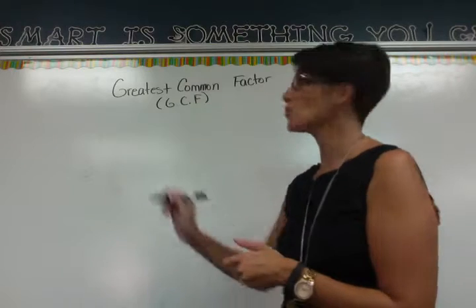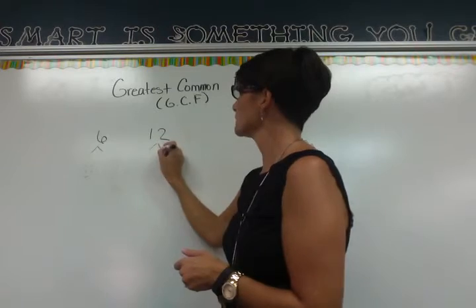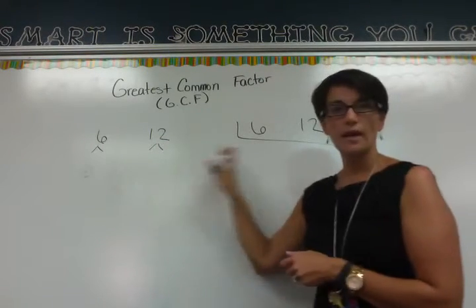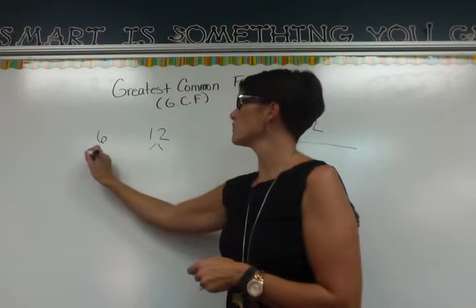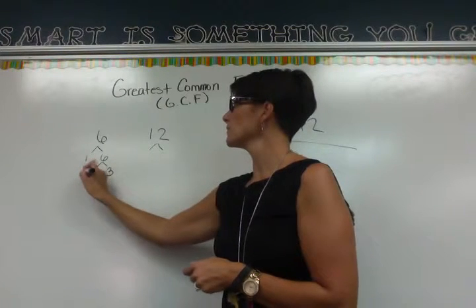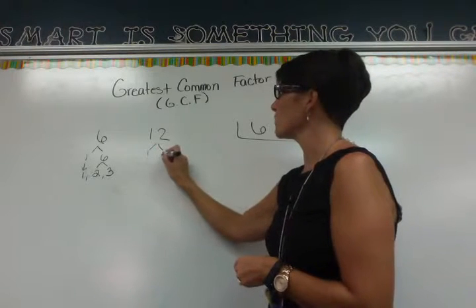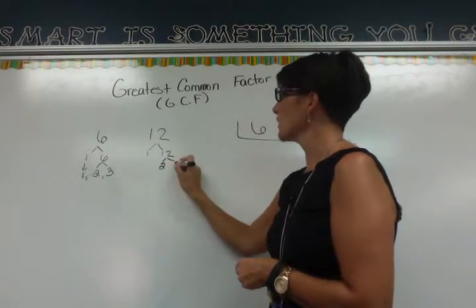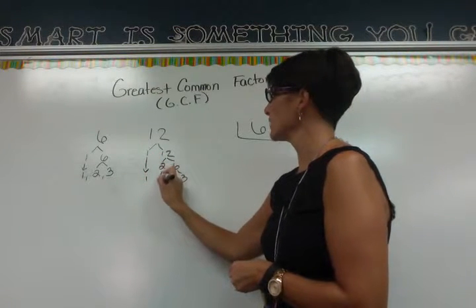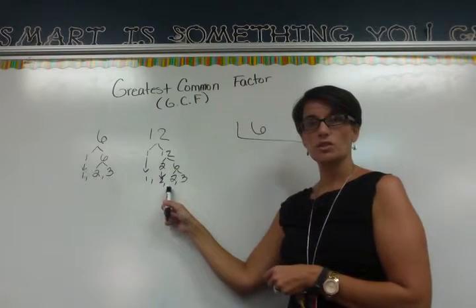Let's try 6 and 12. So I'm going to set them up both ways, the factor way and the ladder way. So here I would have 1 and 6, 2 and 3. So the factors of 6 are 1, 2, and 3. If I go to 12, I would have 1 and 12, 2 and 6, 2 and 3. I'd bring down my 1, bring down my 2. So the factors of 12 are 1, 2, 2, and 3.